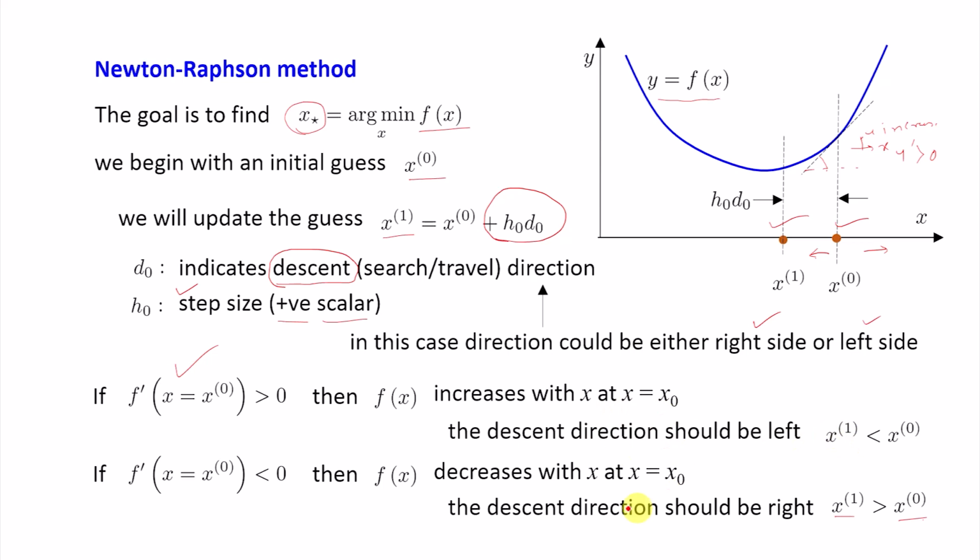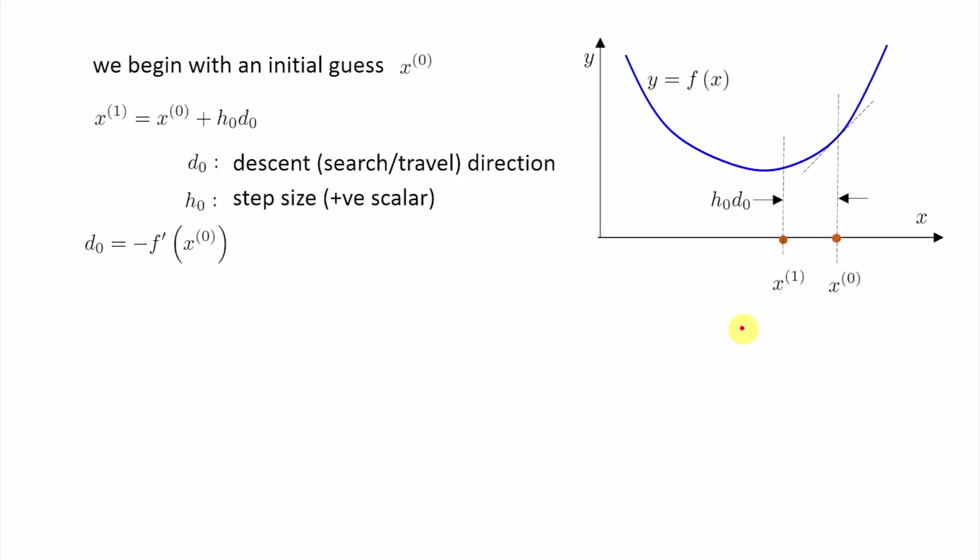Now we can sum up these two ideas by simply taking the descent direction to be the negative of the gradient. If the gradient is positive, then x1 is less than x0. If the gradient is negative, x1 is greater than x0. Therefore, my descent direction is the negative of the gradient. Now, with this descent direction decided, I will go this side, but how far will I go? That I have to find out.